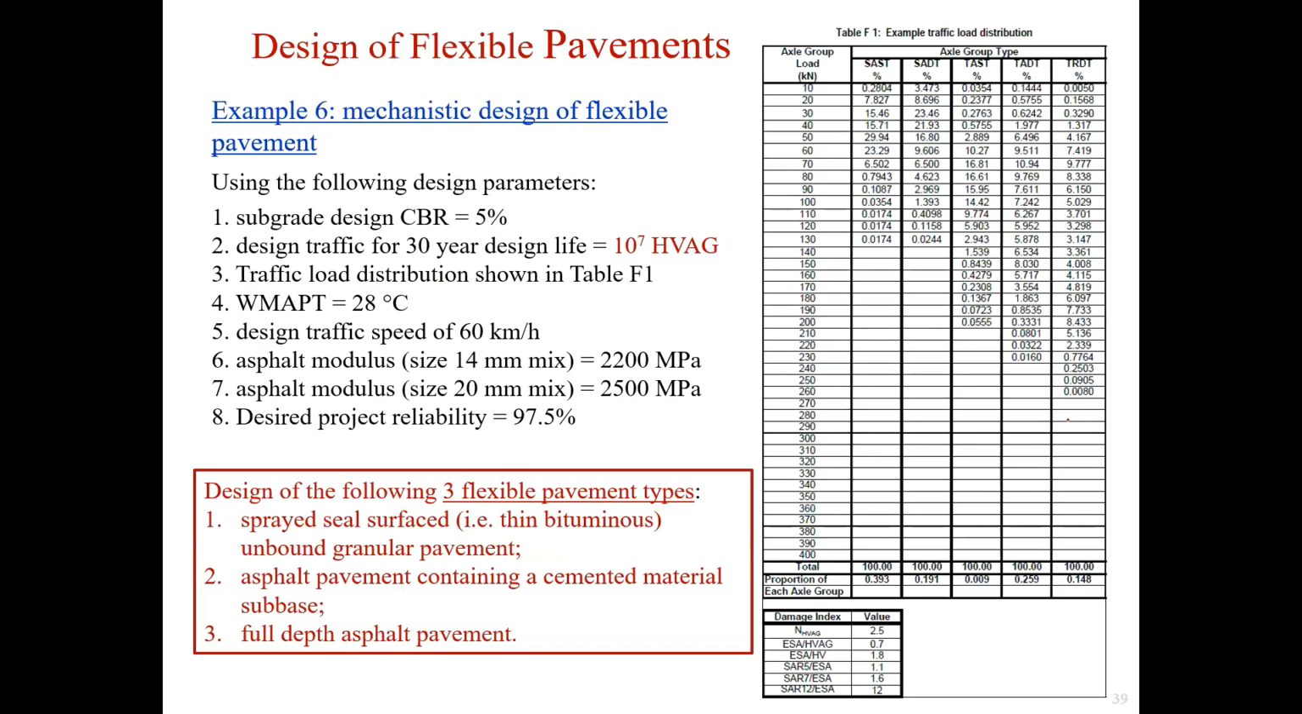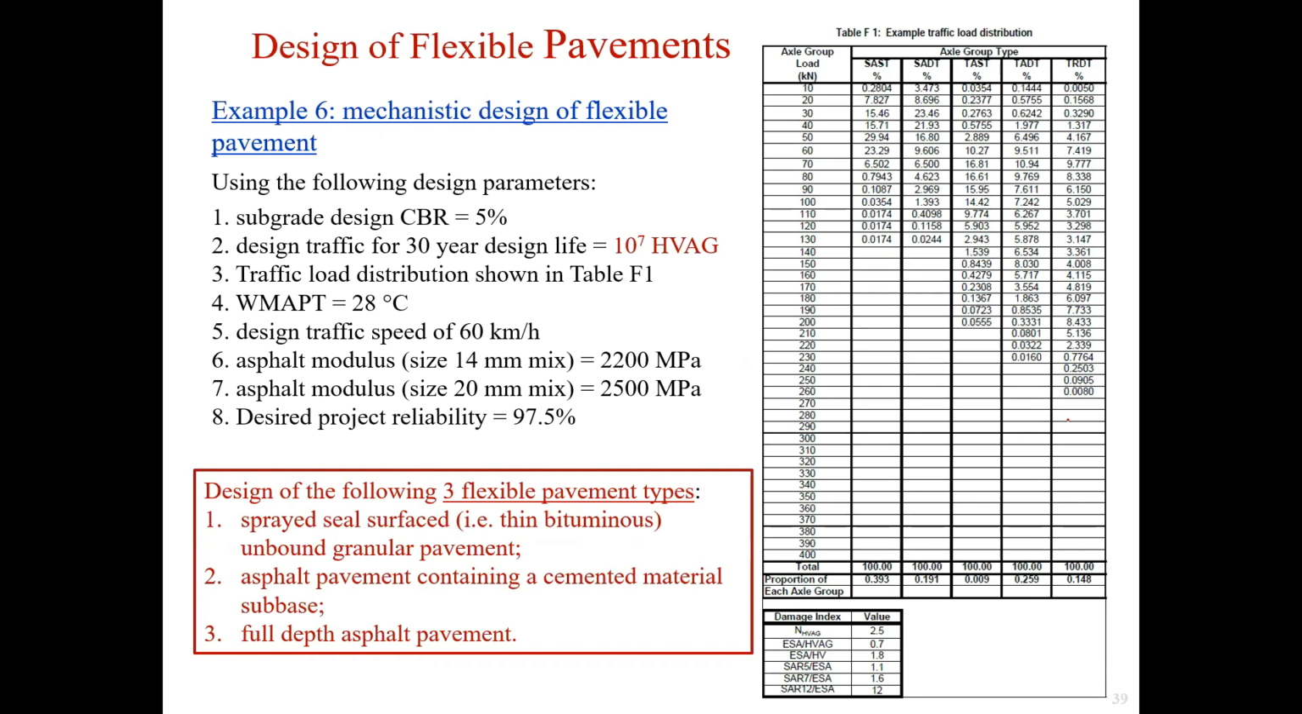This example is the mechanistic design of flexible pavement using the following design parameters. Subgrade design CBR of 5%. Design traffic for a 30-year design life is 10 to the power of 7 HVAG. Traffic load distribution is shown in the right table. Operating temperature, or effective temperature, WMAPT, is equal to 28 degrees. Design traffic speed is 60 km per hour. Asphalt modulus for the 14 mm and 20 mm mix. The desired project reliability is given as 97.5%.